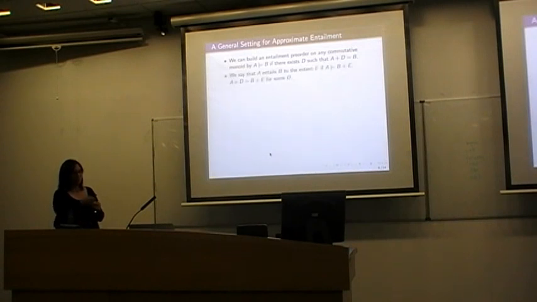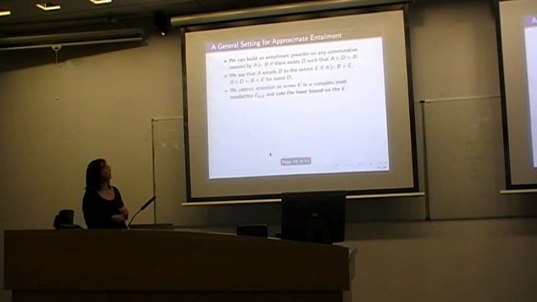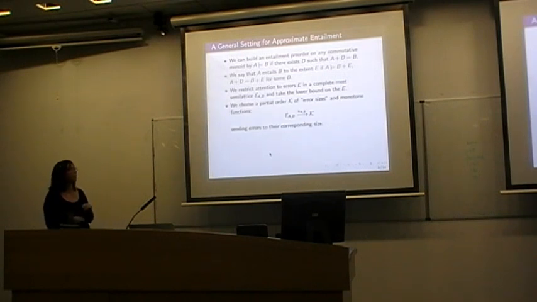We then introduce an error term, E, and add that into B, and that's just adding the sort of amount of stuff we need to add in to let A entail B. We restrict attention to certain errors in a complete neat semi-lattice and take the lower bound in E, and then we can also assign sizes to those errors.